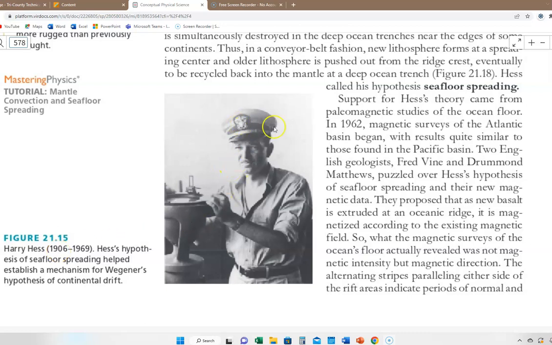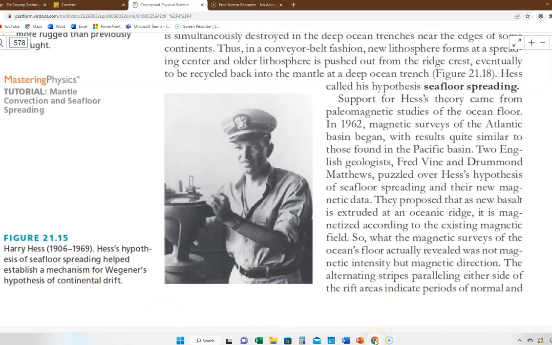All right, here's a nice picture of Hess in his Navy uniform. So remember, this was in the 1960s. Well, it might have been in the 1960s, but he was actually in World War II. But he continued to map the ocean floor, and found that there was this thing called ocean spreading, which gave credence to these ideas that Wegener had about continental drift. Although we don't really refer to it as continental drift anymore.